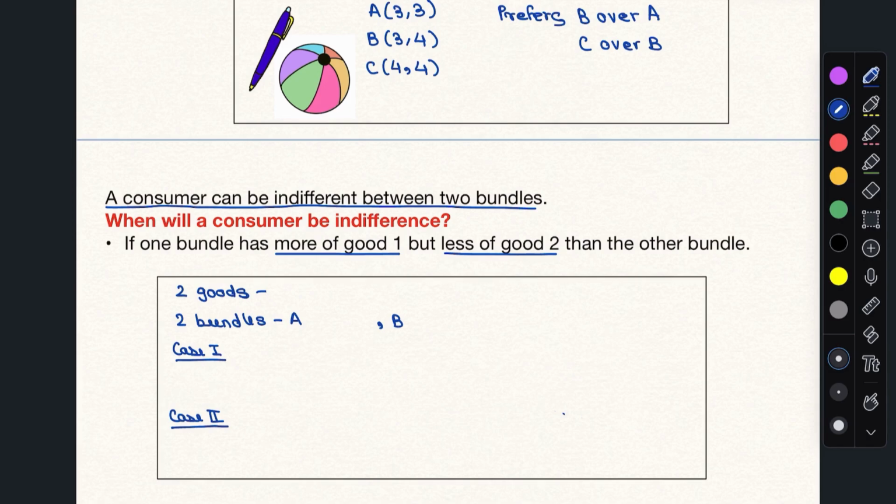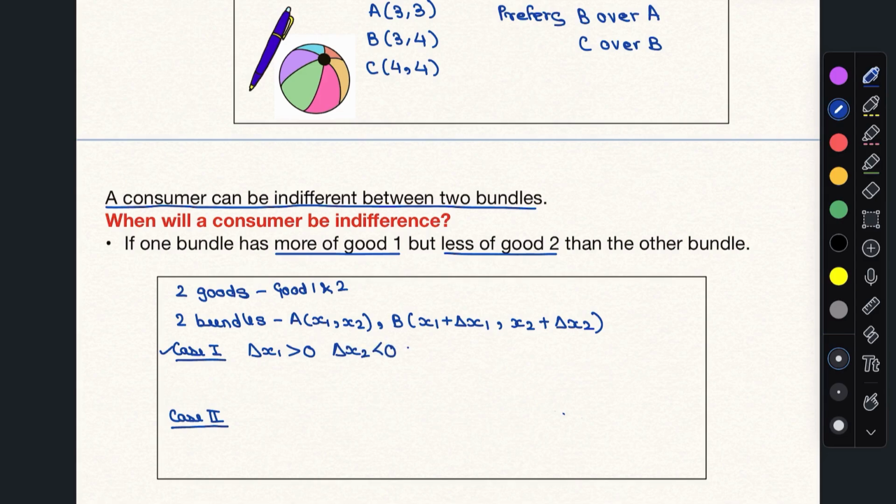Let a consumer consume two goods, good 1 and good 2, and let there be a choice between two bundles, the first bundle being x1, x2 and the second bundle being x1 plus delta x1, x2 plus delta x2. A consumer will be indifferent between these bundles if either of the two cases happen. The first case is if delta x1 is greater than 0 but delta x2 is less than 0.